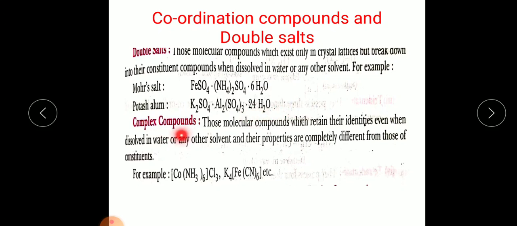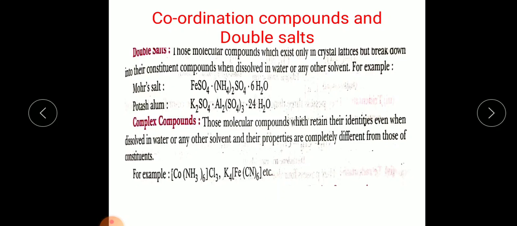Now coordination compound or complex compound means those molecular compounds which retain their identities even when dissolved in water or any other solvent, and their properties are completely different from those of the constituents. So coordination compounds are compounds which retain their identities even when dissolved in water. Example, Co(NH3)6Cl3. This is an example of a coordination compound. And K4[Fe(CN)6], this is potassium hexacyanoferrate. So this is the definition of coordination compounds or complex compounds.